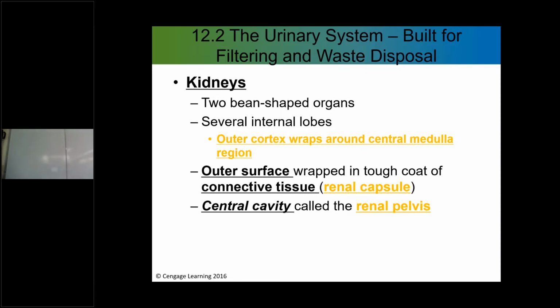And part of this structure, if you look at your model there, it's kind of beige. So the inner part here, and also this structure right here. So the renal pelvis is right here. This is where urine is going to enter into that large central cavity, and then it's going to enter into the tubes, those ureters, which will then take the urine to the urinary bladder.